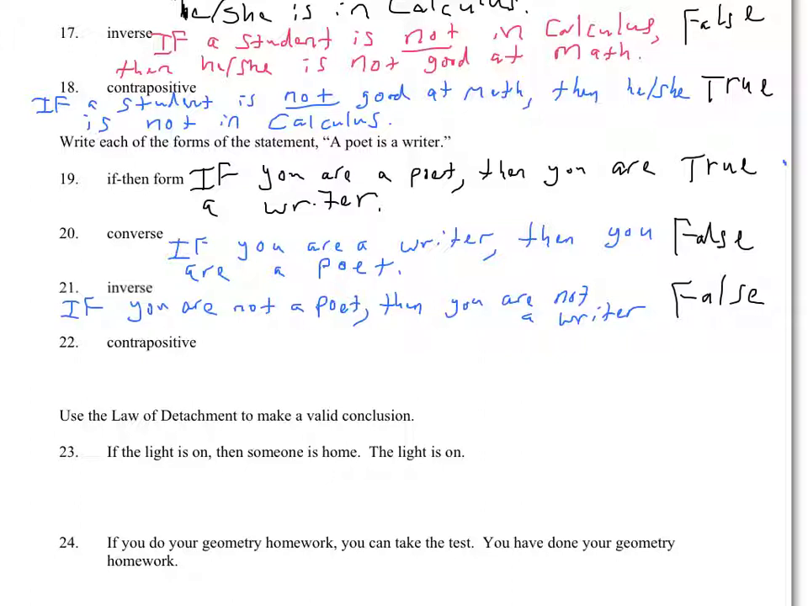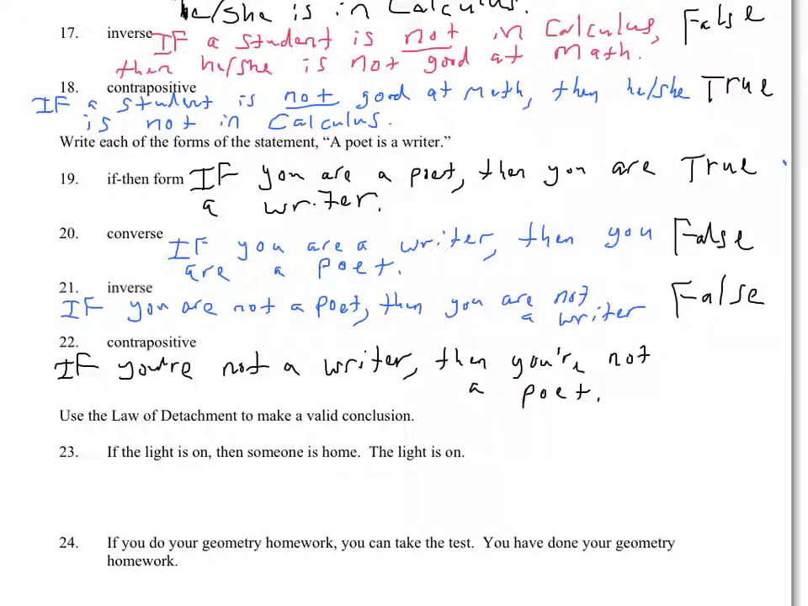Lastly, the contrapositive. This is going to take the original if-then and reverse the order and also negate. So we're going to put being a writer first, then being a poet, but we're going to say if you're not a writer, then you're not a poet. And that's going to be true, first of all, because if you're not a writer, so you don't do any kind of writing, well then yeah, you can't be a poet. Another reason we know it's true is because the contrapositive always matches the meaning of the original if-then form. So if the if-then is true, the contrapositive is true. If the if-then were actually false, the contrapositive would be false also.